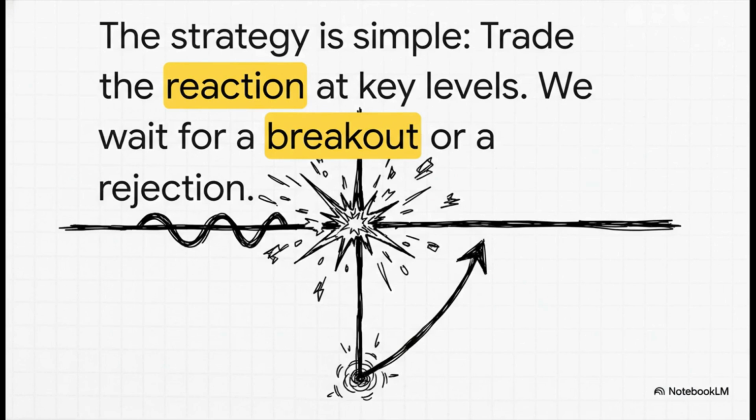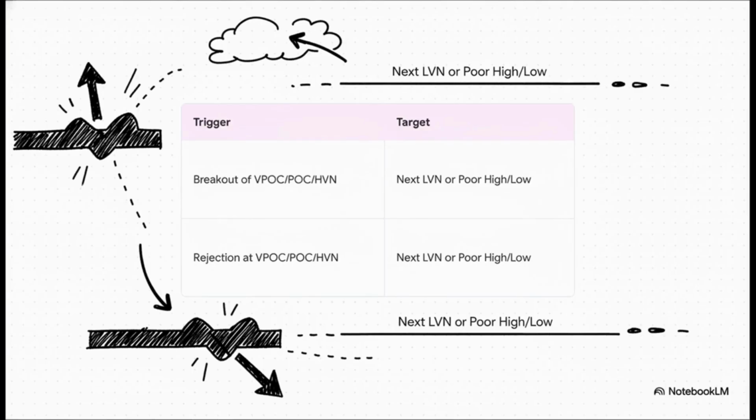All we're doing is waiting for the price to come to one of our key levels, like the VPOC or an HVN, and then we trade the reaction. The market will either smash right through it or bounce off of it, and that's our signal. This table pretty much lays out the entire game plan. It's super straightforward. If price breaks out of a big, high-volume area, where's our target? The next low-volume area, or a poor high or low, that vacuum we talked about. And what if price gets rejected? Same target. We're simply trading from one important zone to the next.